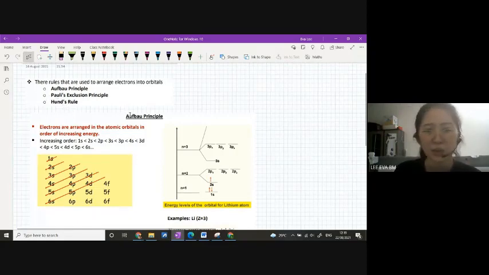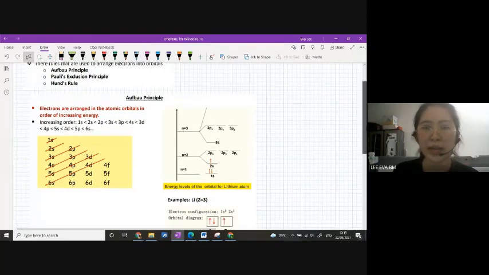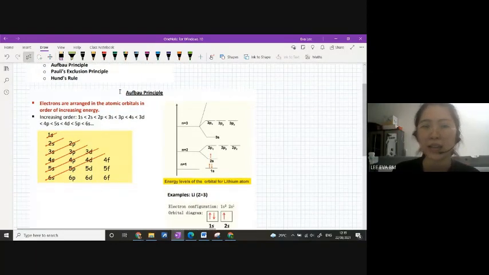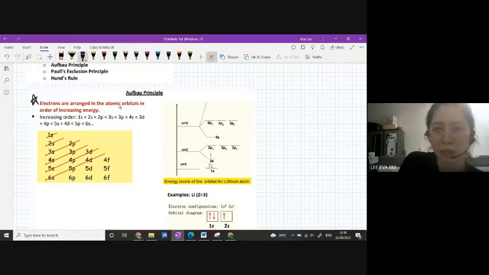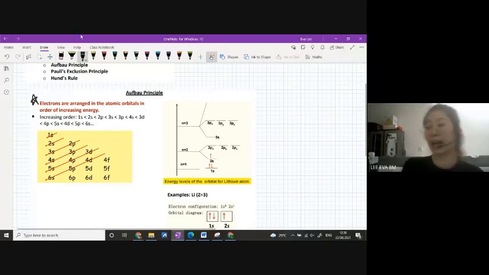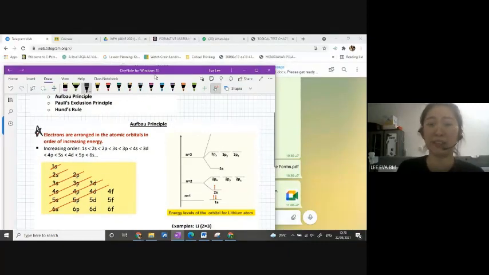For the first principle, we call it Aufbau, and the definition is given here: electrons are arranged in the atomic orbitals in order of increasing energy. So every time you want to fill the electrons, you need to follow the order: 1s, 2s, 2p, 3s. So how do you memorize it? Actually, I don't encourage you to memorize it, because you might memorize it wrongly.